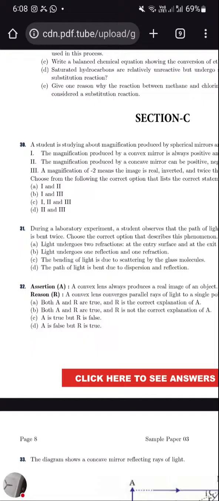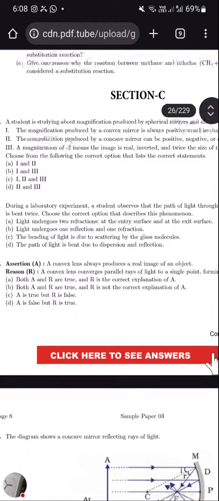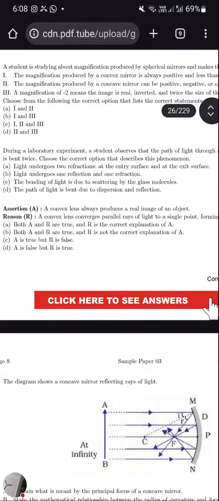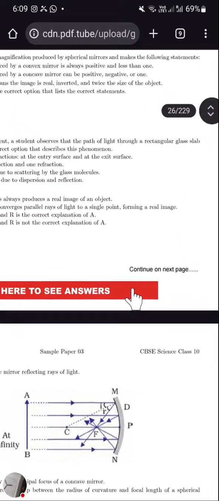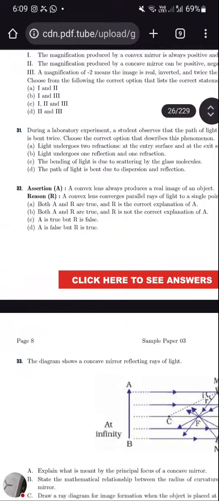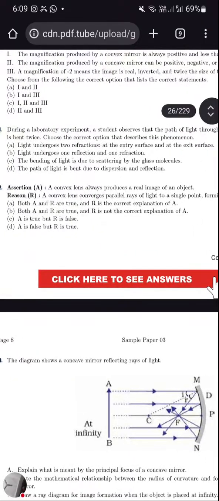Vivek, write down the answer. 30C. All the three are correct. Very good. 31. During a laboratory experiment, a student observed that the path of light through a rectangular glass slab bends twice. So you write the bending twice.